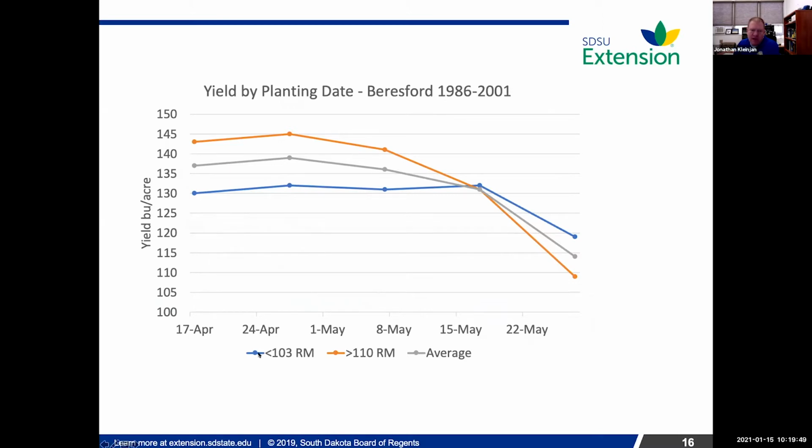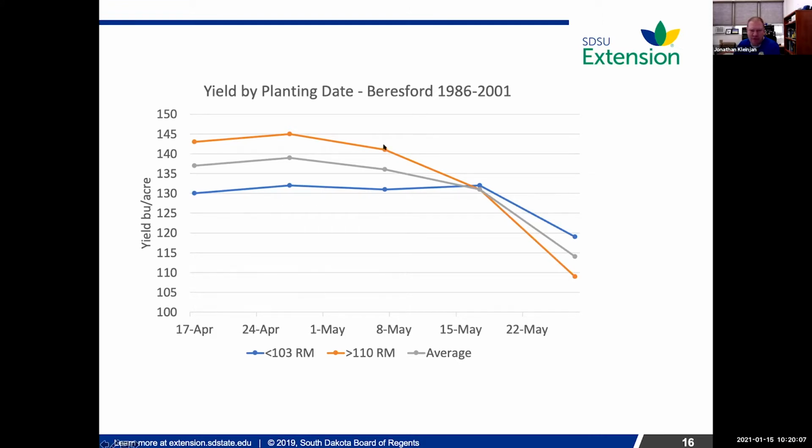We have an early trial. The blue line is the early trial, so less than 103-day relative maturity. The late trial is the orange line, which is 110-day relative maturity, and then the gray line is the average of the two. Again, this points to April 25 to about May 7th or 8th.